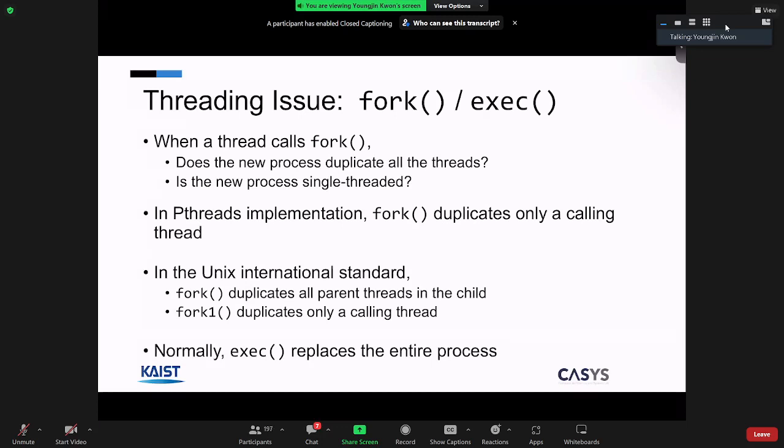For example, in pthread implementation, fork duplicates only the calling thread. For this purpose, the fork system call is used to duplicate one calling thread. And also exec replaces the entire process. In a multi-thread process, if exec happens, then all threads are terminated and the process is restarted with a single thread when calling exec. So these are some thread issues.